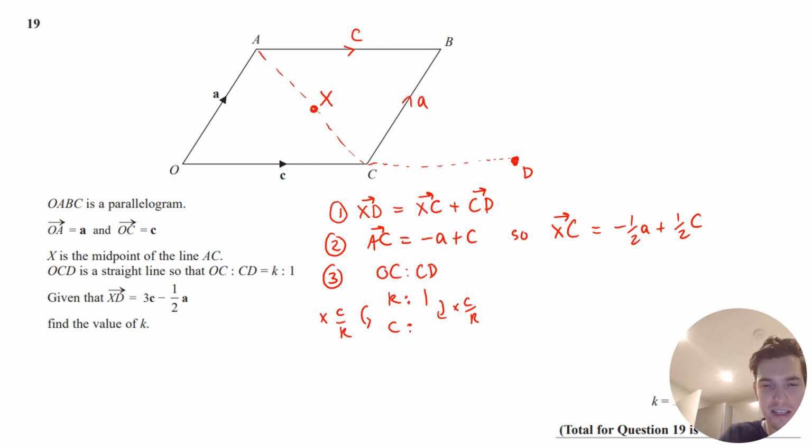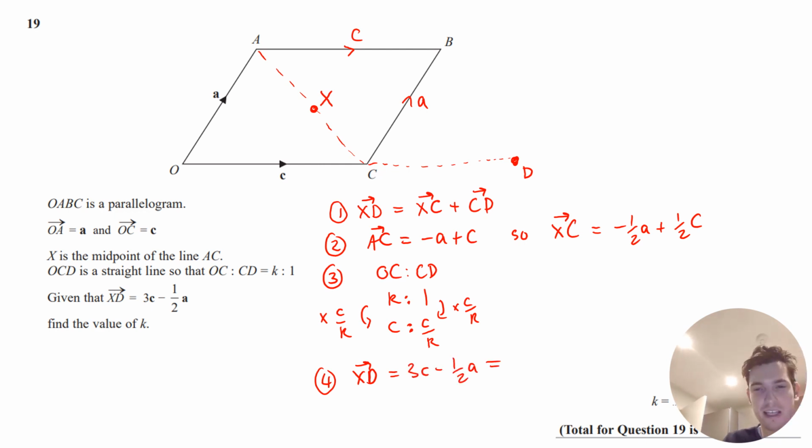So the vector CD is actually C over K, which looks a bit weird, but that's what it is. So now I know what X to C is, and I know what C to D is, and I also know that X to D is equal to 3C minus a half A, and that is equal to, well, X to C is minus a half A plus a half C, and then C to D is this thing, C over K. All right, so what do we notice?